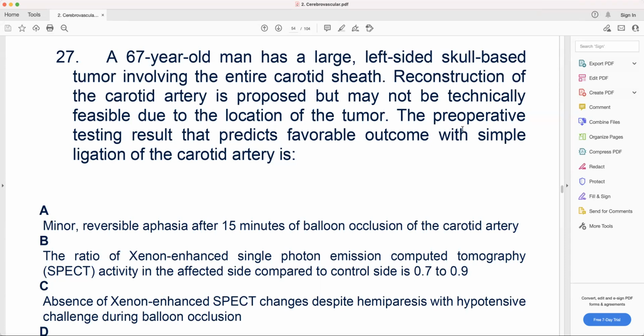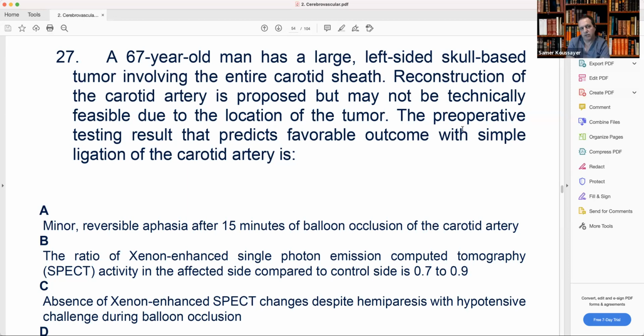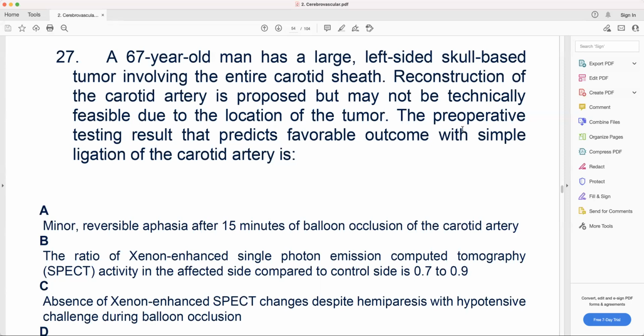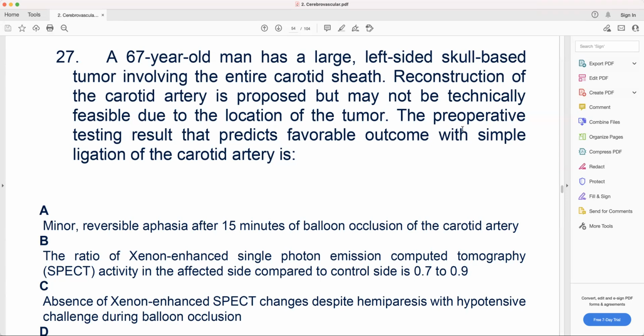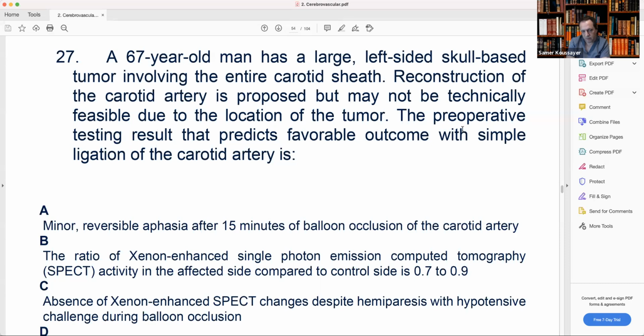Do you know how long they leave the balloon there? I think 15 minutes. I don't know. No, usually they go longer to be sure there's good flow. Usually they go to 30 minutes. So usually they do it for 30 minutes.